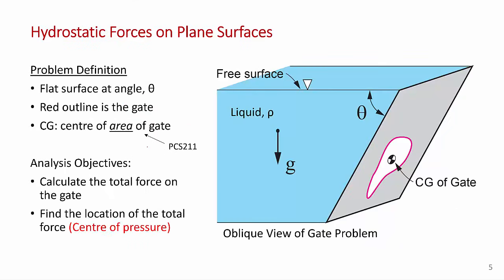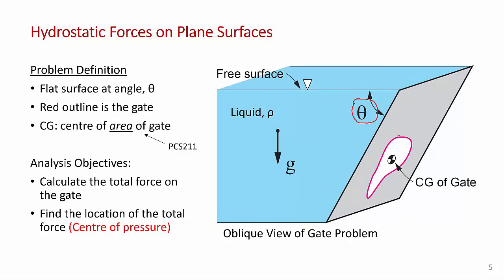Students sometimes have trouble visualizing this problem, so I wanted to first show you an oblique view, a 3D view of this gate problem. So what we have is a reservoir of liquid, usually water, and the free surface meets with the wall here, and the gate is in the wall, and this wall forms an angle theta with the free surface. That would normally be 90 degrees, but not always.